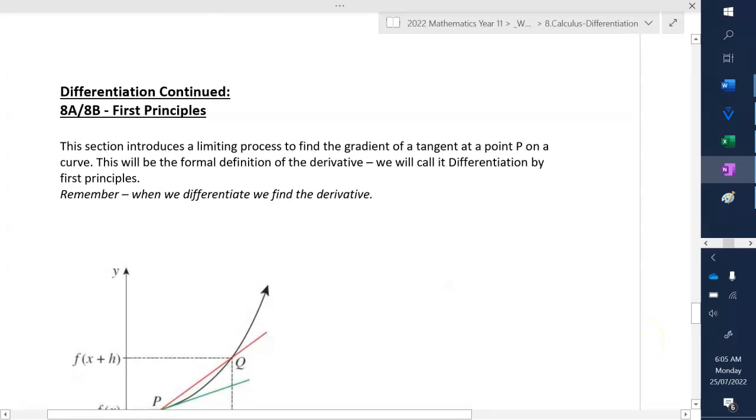Okay, this section introduces a limiting process to find the gradient of a tangent at point P. That's what we did in 8c above. We differentiated, and what we were finding was the gradient of a tangent at a point. So we're doing the same thing here. We're just doing it, I guess, from basic principles. This will be the formal definition of the derivative, and we call it differentiation by first principles.